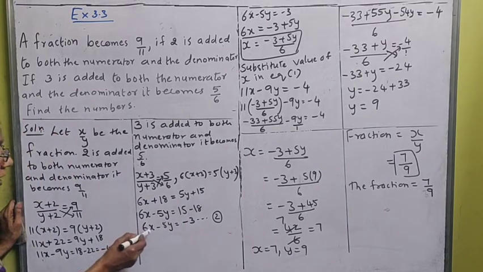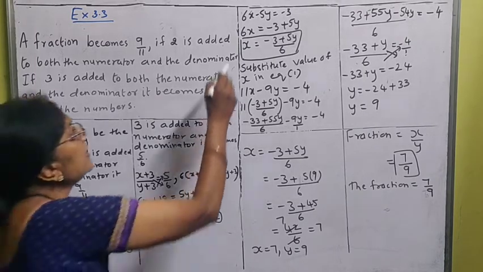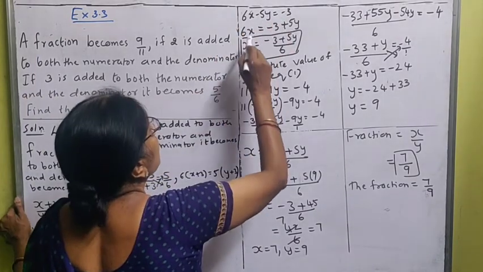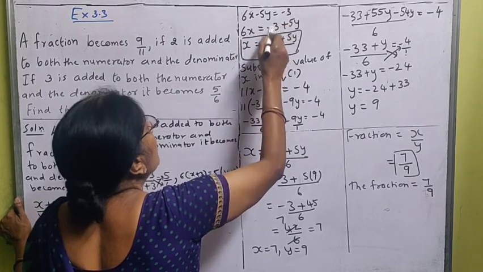6 is the least coefficient, so we will take this equation: 6x minus 5y is equal to minus 3.